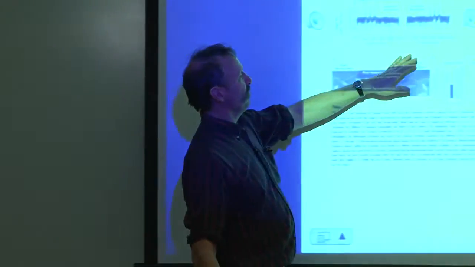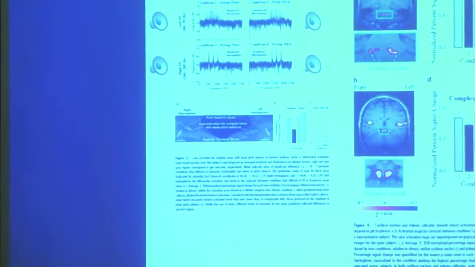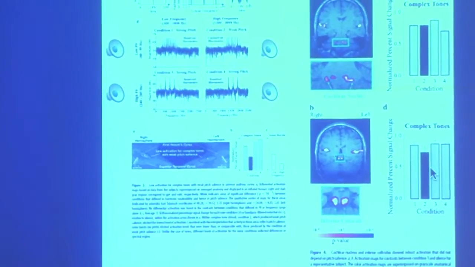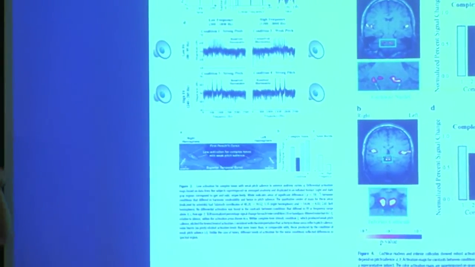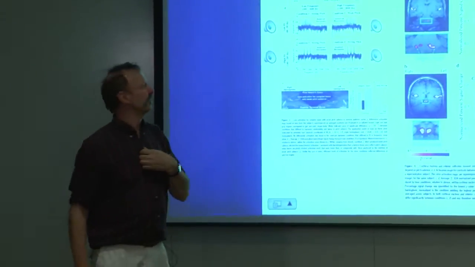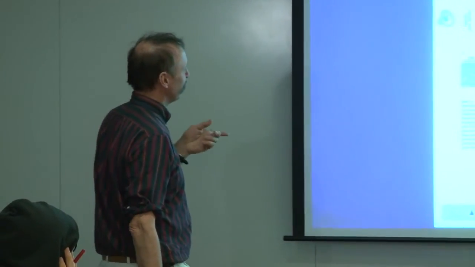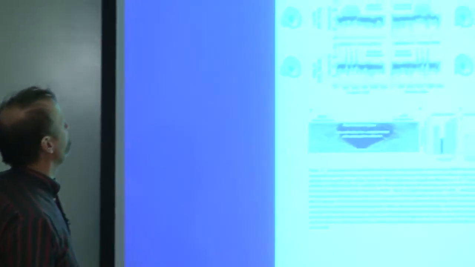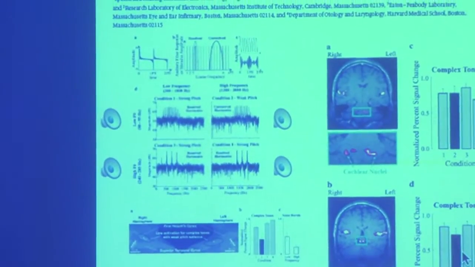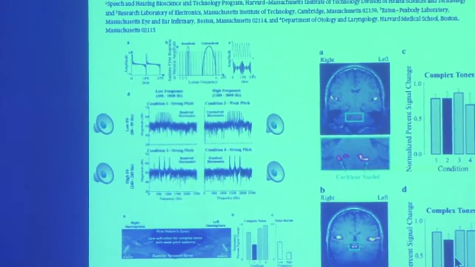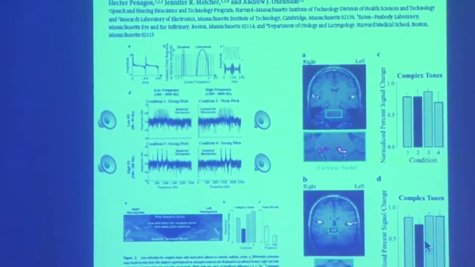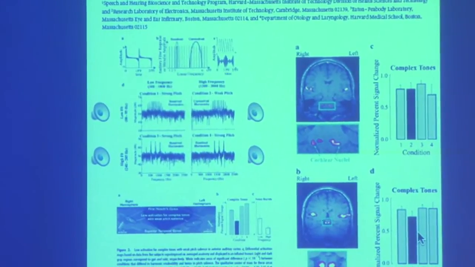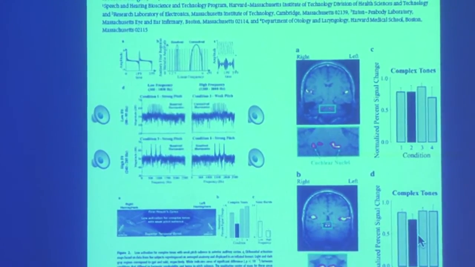Okay, so I wasn't convinced by this verbiage and the figure, so I decided I wanted to listen to these stimuli myself, and it was convenient because I know all 3 authors. So Hector Penagos, when he wrote this paper, was a graduate student in the Speech and Hearing Bioscience and Technology program. Jennifer Melcher is a faculty member over at the Eaton Peabody Lab. Her office is right next to mine. And Andrew Oxenham was a faculty member here at MIT and has since moved to University of Minnesota.